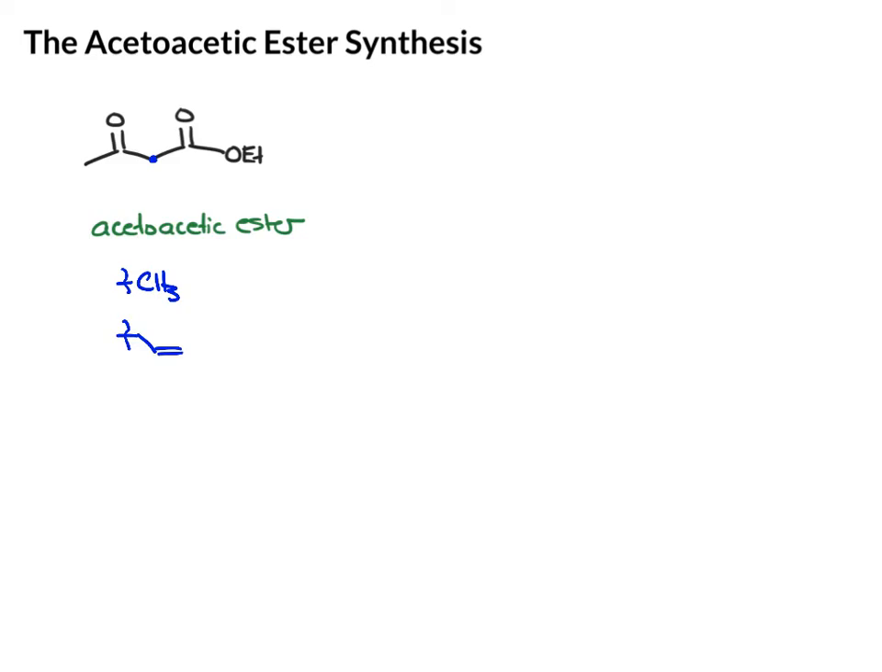First, we'll add our base. Followed by, if I want to put the methyl one first, I'll use methyl halide. I'll just use the bromide here. So that'll put the methyl group on.